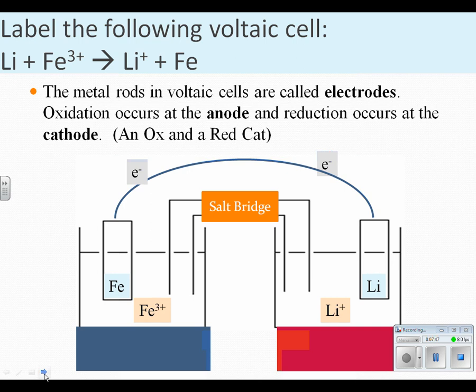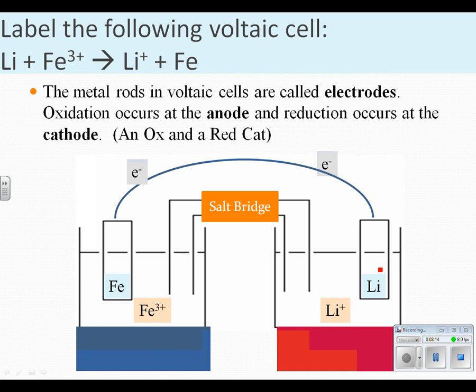Now the metal rods in a voltaic cell are called electrodes. So this is called an electrode and this is called an electrode, and we've got them dipped down into the solutions. Now, oxidation occurs at what we call the anode, and reduction occurs at what we call the cathode. So a mnemonic to remember this is an ox and a red cat.